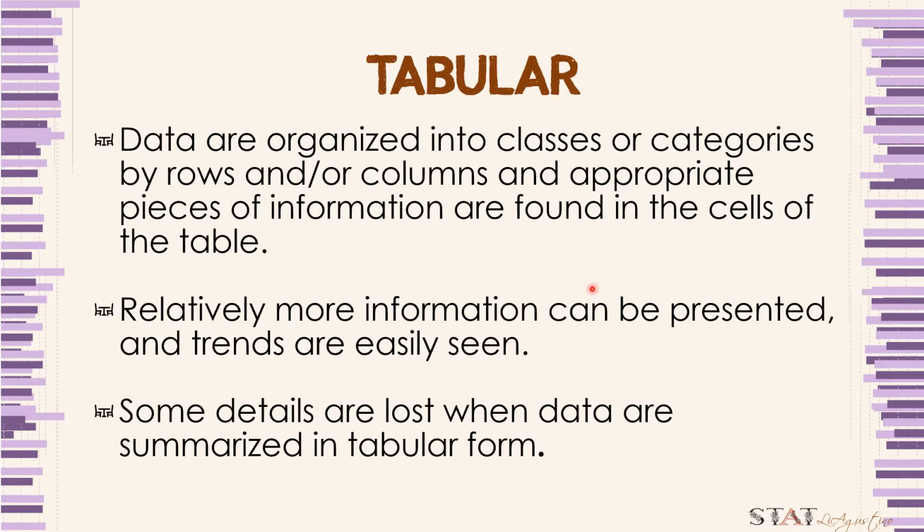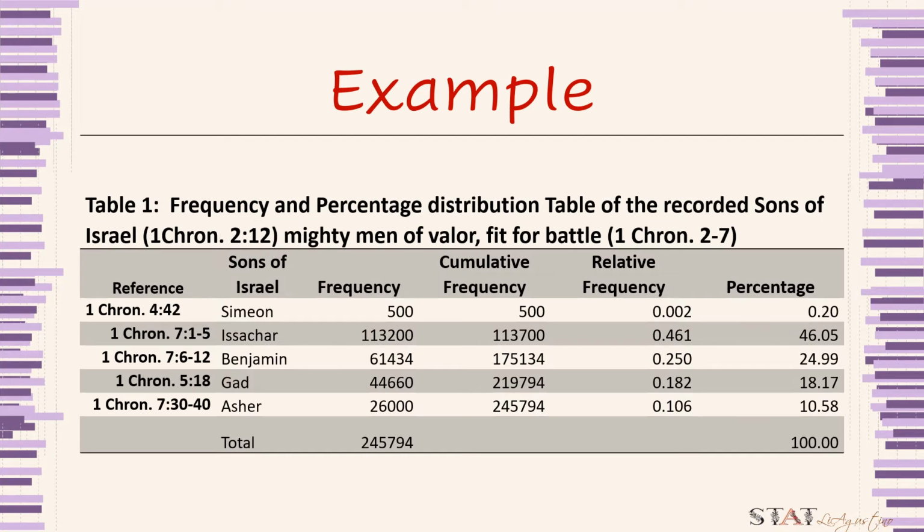So how about tabular? Tabular, data are organized into classes or categories by rows and or columns, and appropriate pieces of information are found in the cells of the table. So relatively more information can be presented and trends are easily seen because it is in table form. Take note of this, some details are lost when data are summarized in tabular form. So here is an example of data presentation in a tabular way.